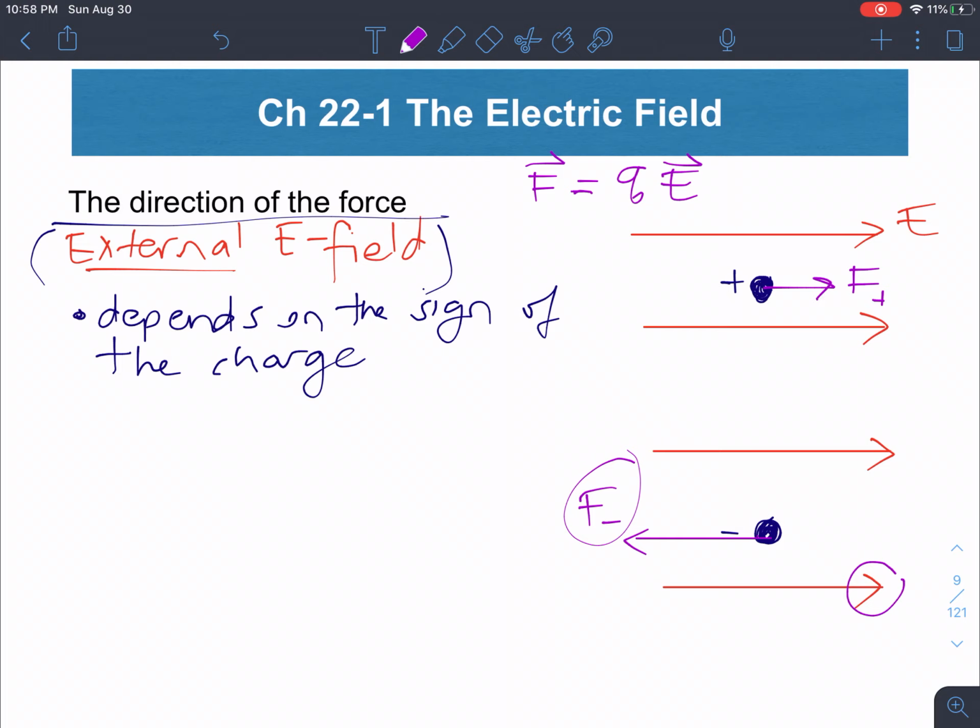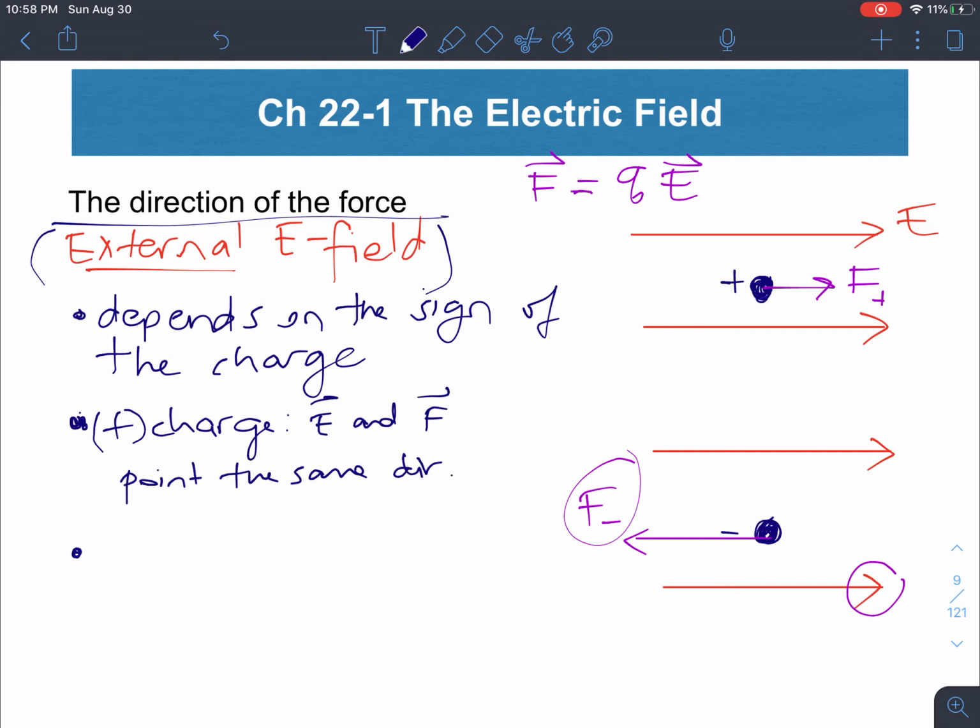So let's take some notes. If you have a positive charge, E and F point the same direction. And if you have a negative charge, E and F point opposite directions.